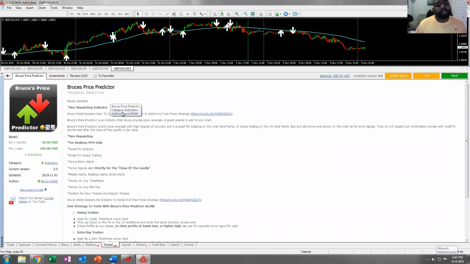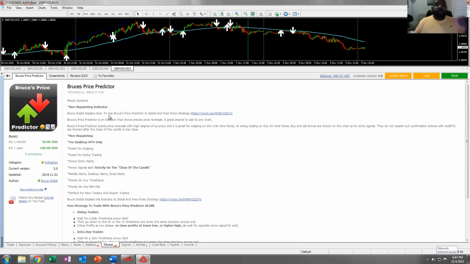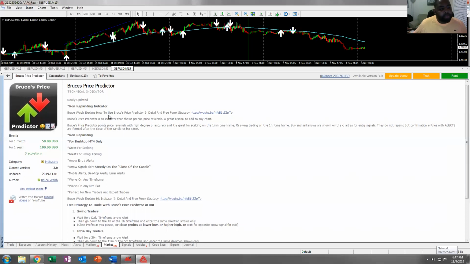Author Bruce Webb. This is a non-repainting arrow indicator. If you want to make money every day trading Forex, pretty much, you need this indicator. If you're trying to get rich, you need this indicator. If you're trying to make money trading by yourself without needing signals, depending on nobody, you need this indicator. Look at the price. It's only $100 for a year, $50 for a month. So that's a no-brainer. Get it for a year. It does not repaint. Let's get into it.